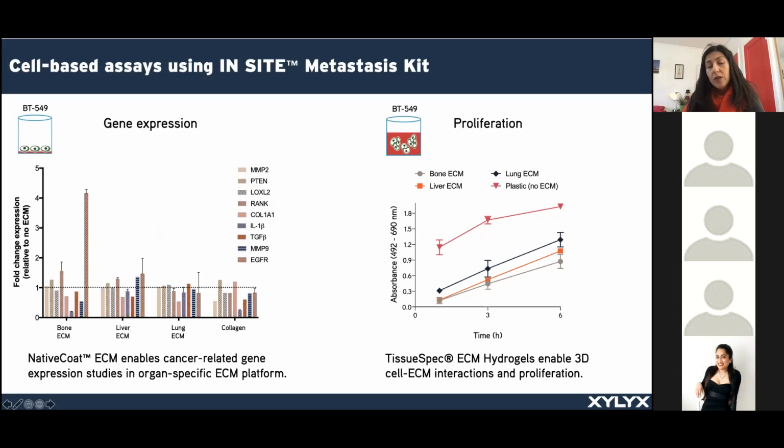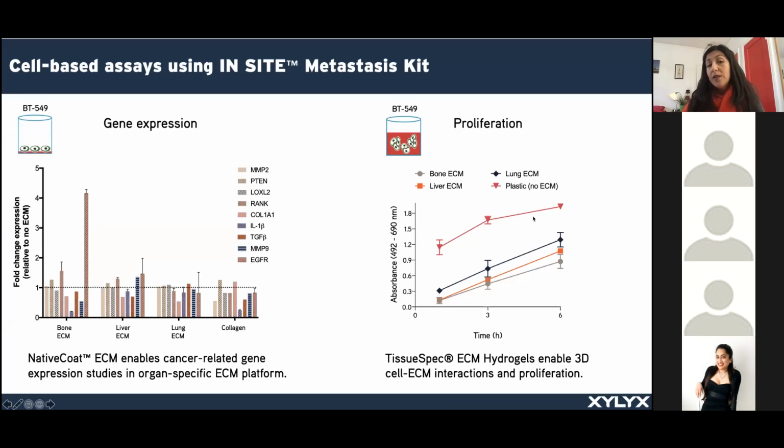And within this data, we can observe a differential expression of the genes. I just would like to highlight that, for example, in bone, we observe high levels of the EGF receptor in these cells, and also higher levels of the gene RANK, which is related to osteolytic bone metastasis. So this provides a differential expression of the genes when you seed the cells on this bone ECM.